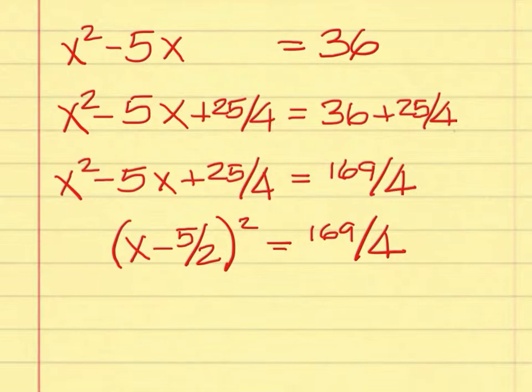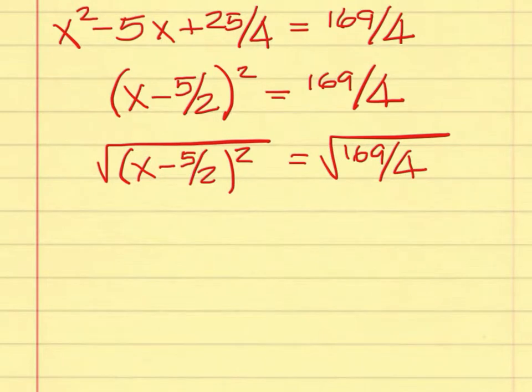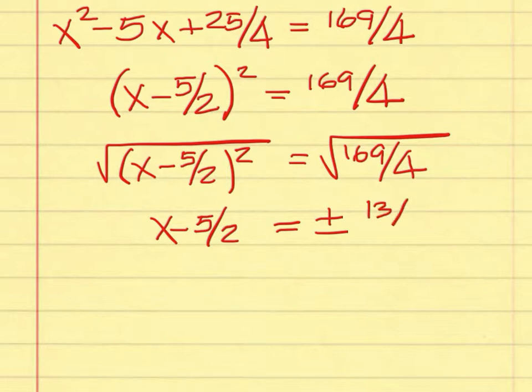You must find the square root of both sides. So the square root of the quantity squared of x minus 5 halves, and on the right-hand side the square root of 169 over 4. The square root of the quantity squared of x minus 5 over 2 is just x minus 5 over 2. On the right-hand side, it's going to be plus or minus 13 over 2. You need the square root of the top, the square root of the bottom.